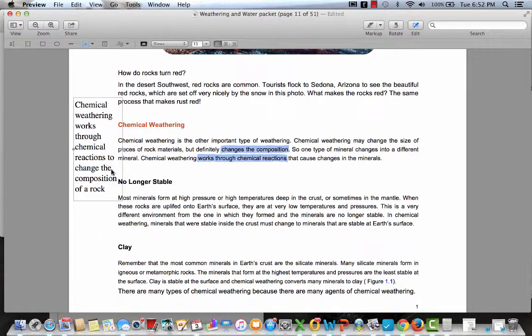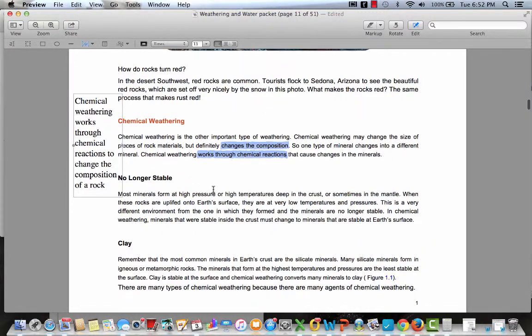So we have our one-sentence summary of chemical weathering in the margins. So if we were to come back through, we could read just this sentence and know what we were talking about. Let's try it again. This time we'll read together. You guys can highlight as I read, and then I'll give you guys a chance to make your own one-sentence summary.